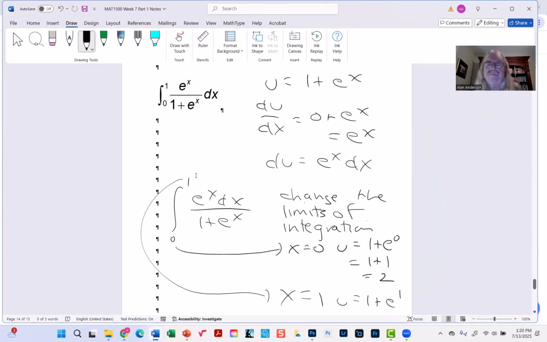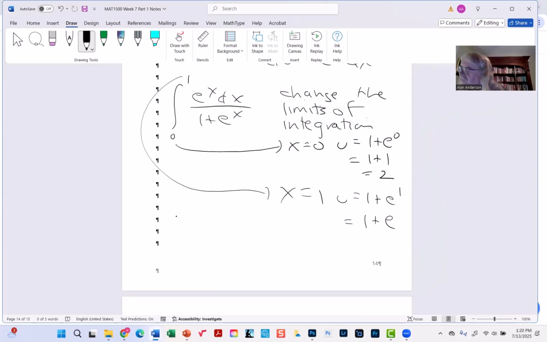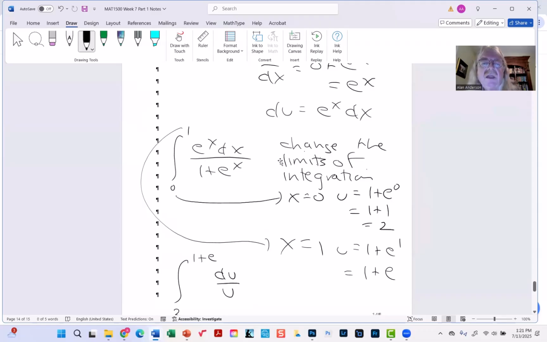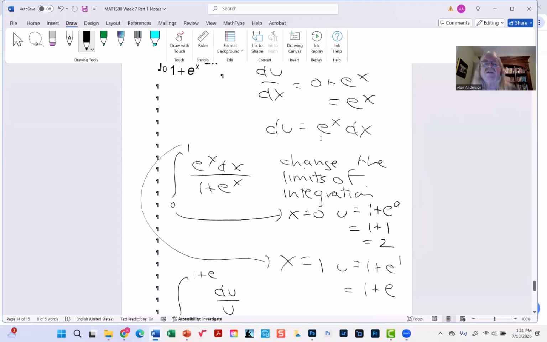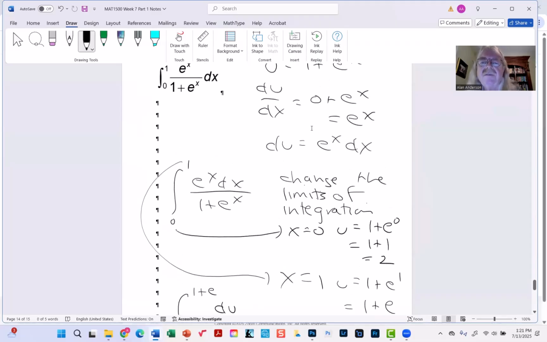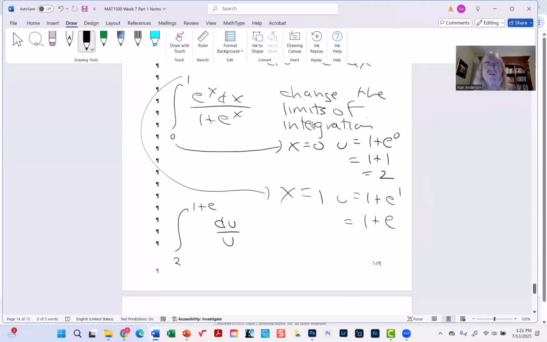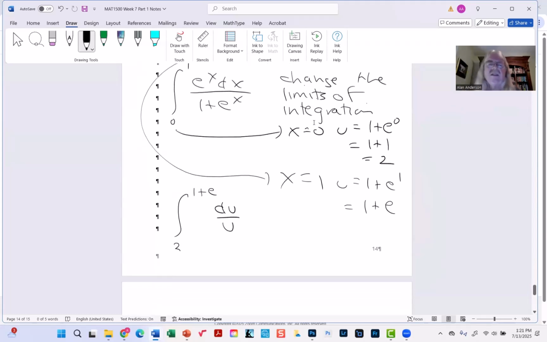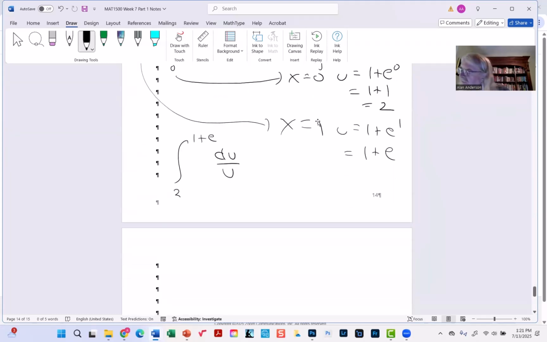All right. So that means we're going to have, remember, du we recognize from up here. Yes. So du is the numerator, e to the x dx, and then the denominator is u. So we have this result, and of course we've seen this before. That means the result is natural log of absolute u evaluated between 2 and 1 plus e.